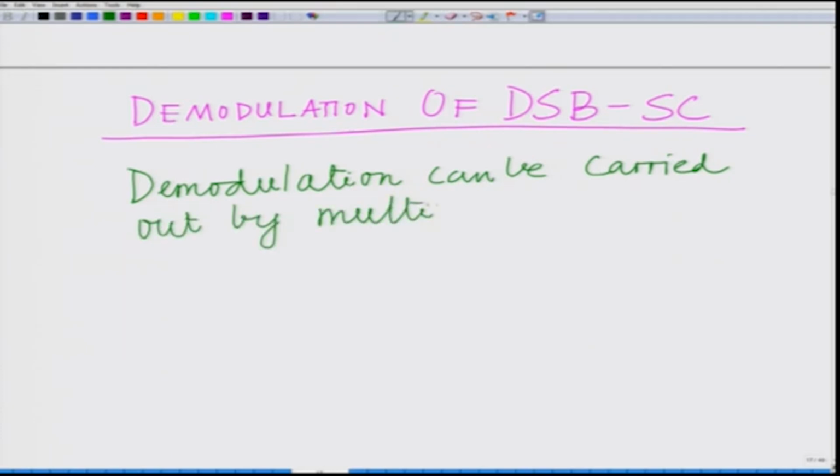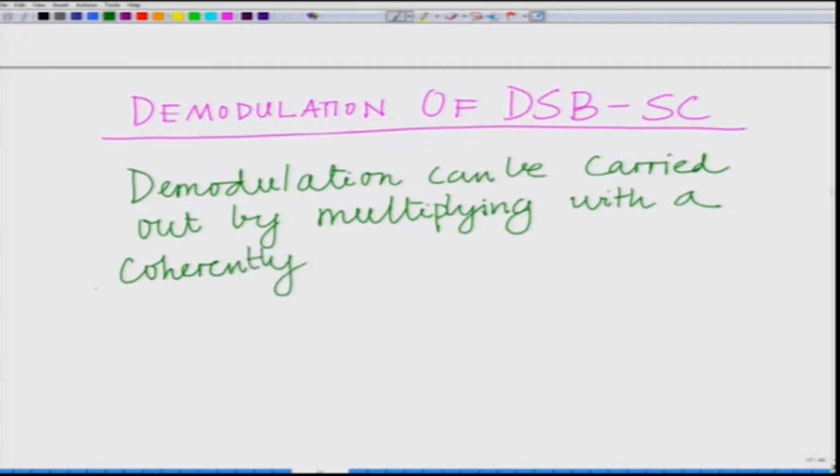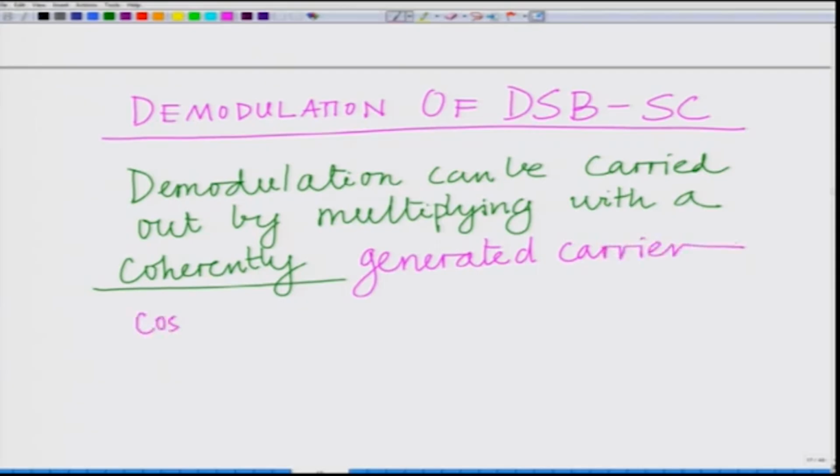Let us note that down: demodulation can be carried out by multiplying with a coherently, this is an important term, coherently generated carrier cosine 2 pi f c t at the receiver. Let us look at that.